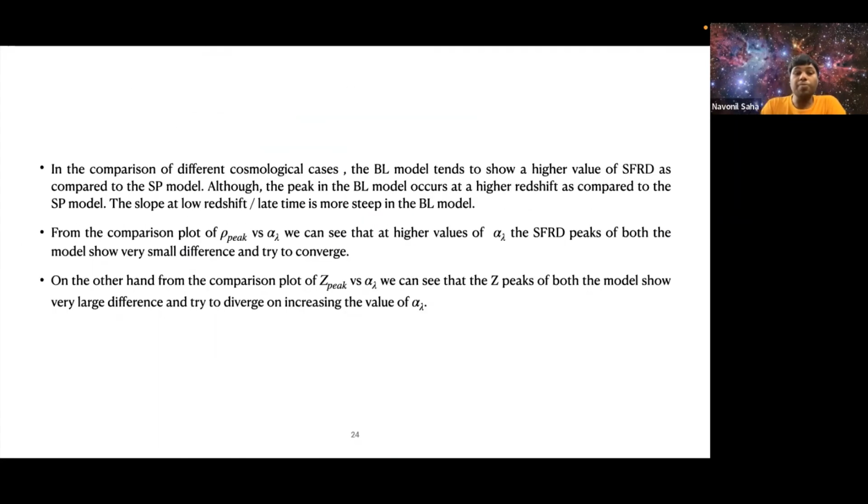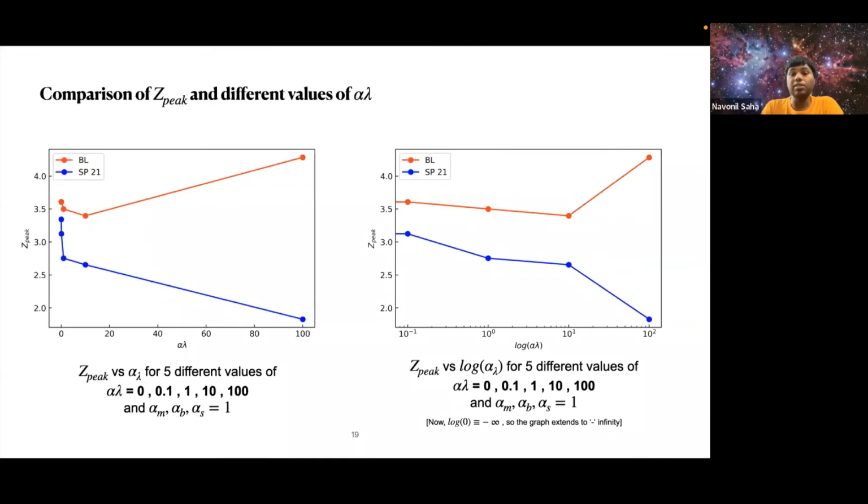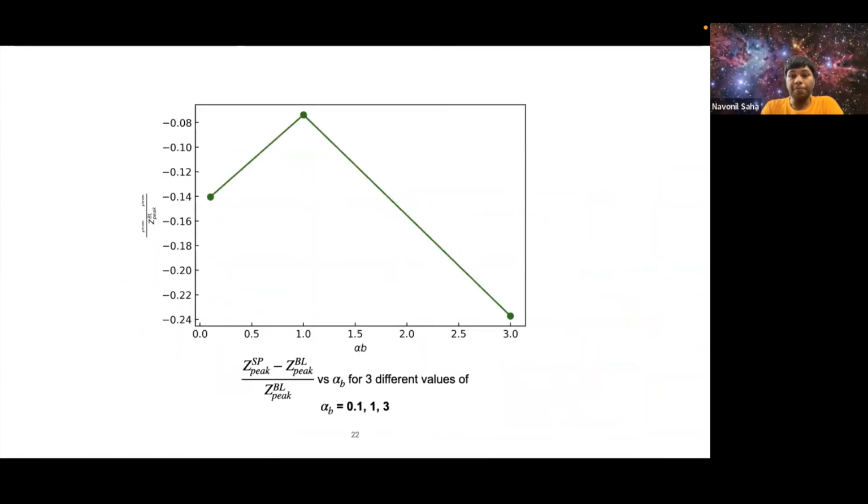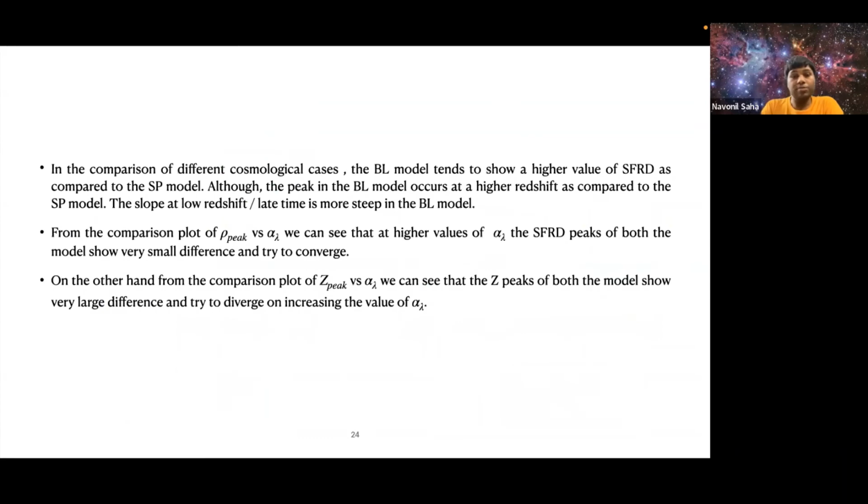On the other hand, in the comparison of the Z peak versus alpha lambda, we can see that the Z peaks of both the models show very large difference, and they try to diverge on increasing the value of alpha lambda. So as you can see in this plot, this is Z peak versus alpha lambda. So these were the main conclusions from the outcomes of the plots.